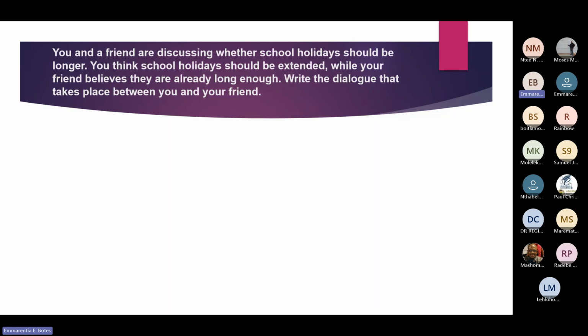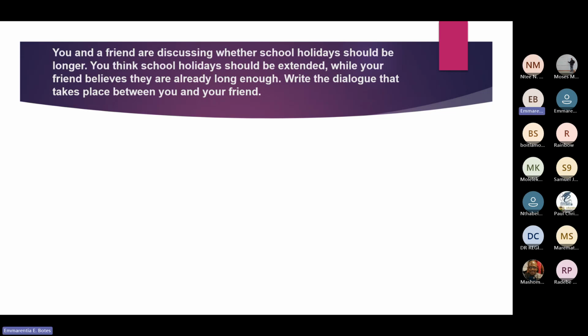In this one, it says you and a friend are discussing whether school holidays should be longer. You think school holidays should be extended, so you think it should be longer, while your friend believes they are already long enough. Write the dialogue that takes place between you and your friend. So these are your instructions. You have your topic, and then you also get the instruction of what you should do.